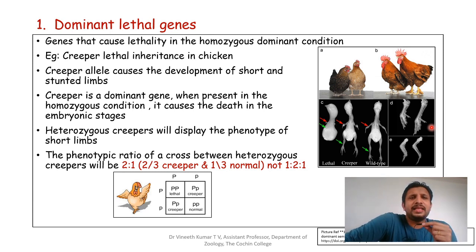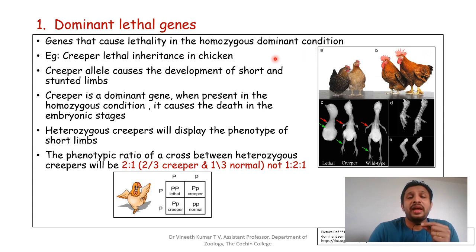Dominant lethal genes are the genes that cause lethality in the homozygous dominant condition. That means whenever they are present in the homozygous dominant condition, they cause lethality. And the example of this is the creeper lethal inheritance in chicken. So, here you can see the diagram. This particular gene, called the creeper lethal gene, as said above, when it is present in the homozygous condition, it causes the death of the individual in the embryonic stage itself.